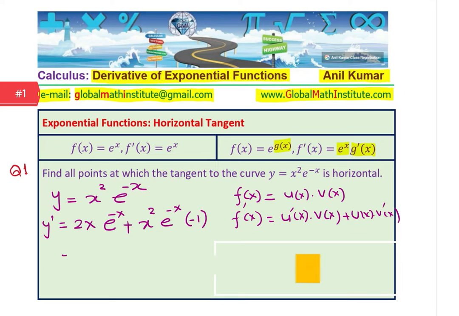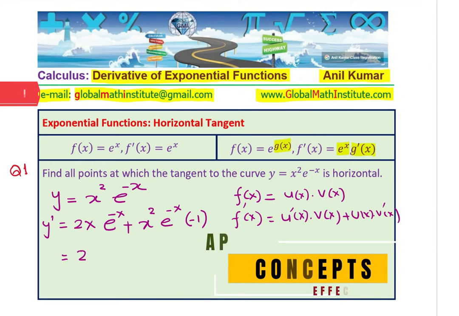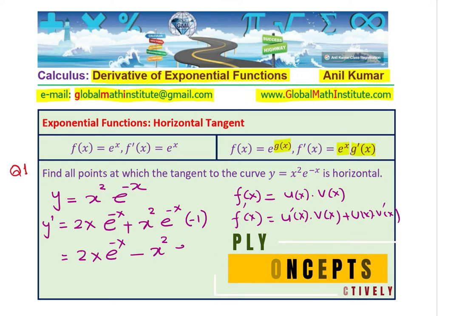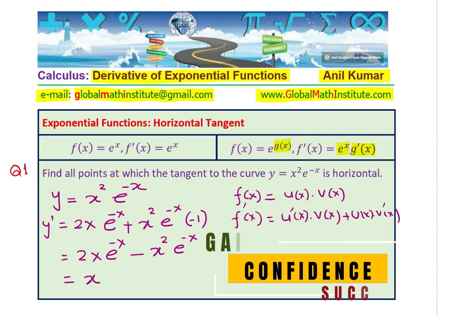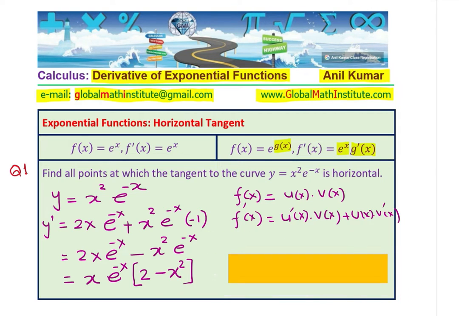Let's simplify this. So we have 2x e to the power of minus x, minus x squared e to the power of minus x. e to the power of minus x can be taken as common along with x. So we can write this as x e to the power of minus x, and within the brackets we get 2 minus x squared. So that becomes the derivative of this function.